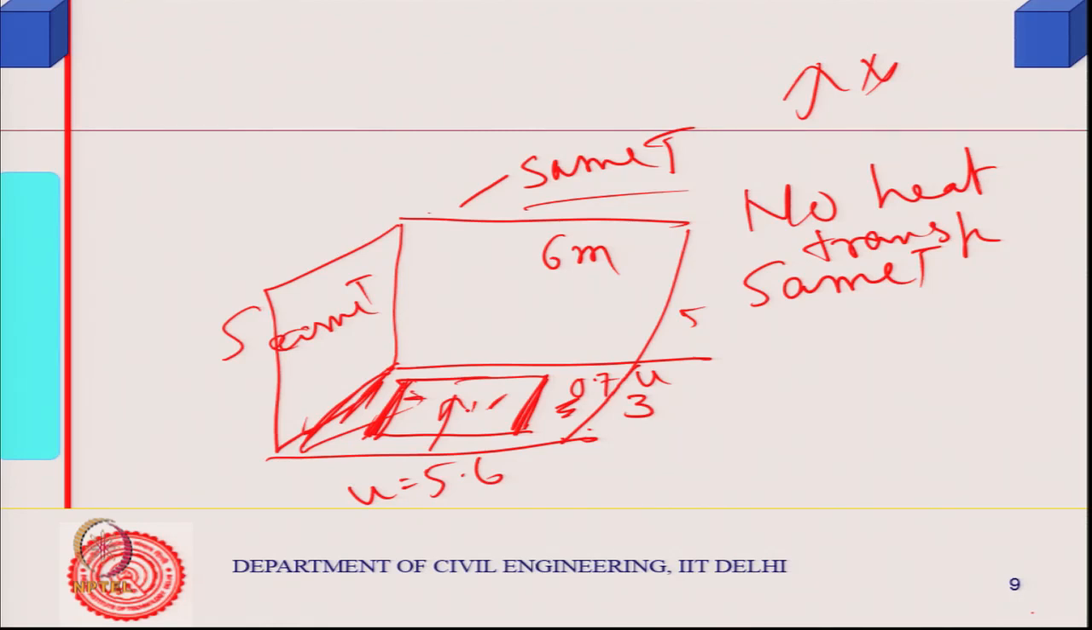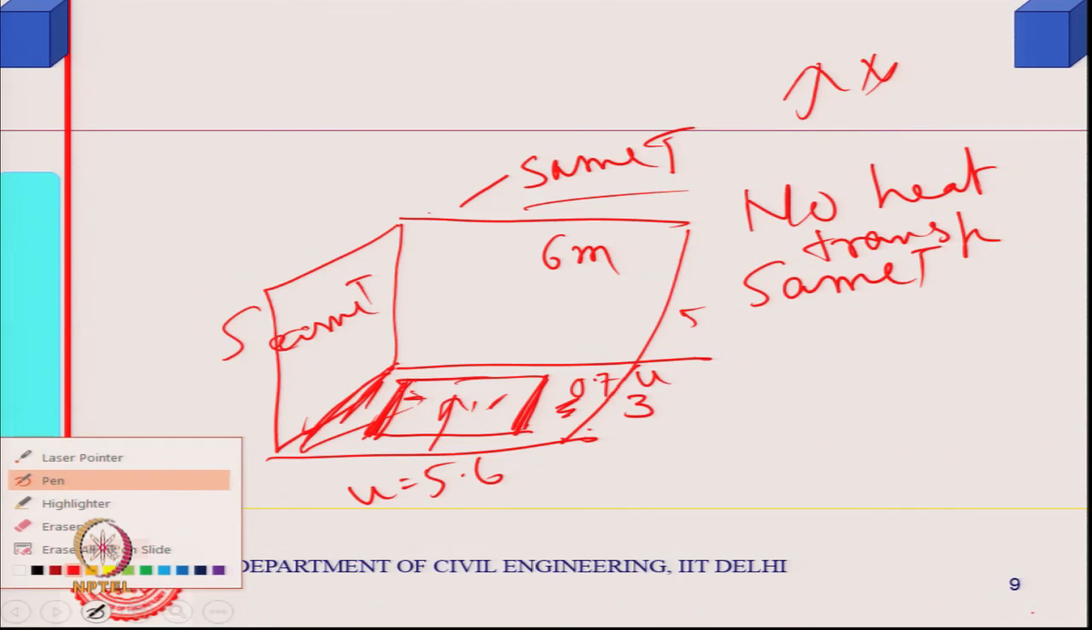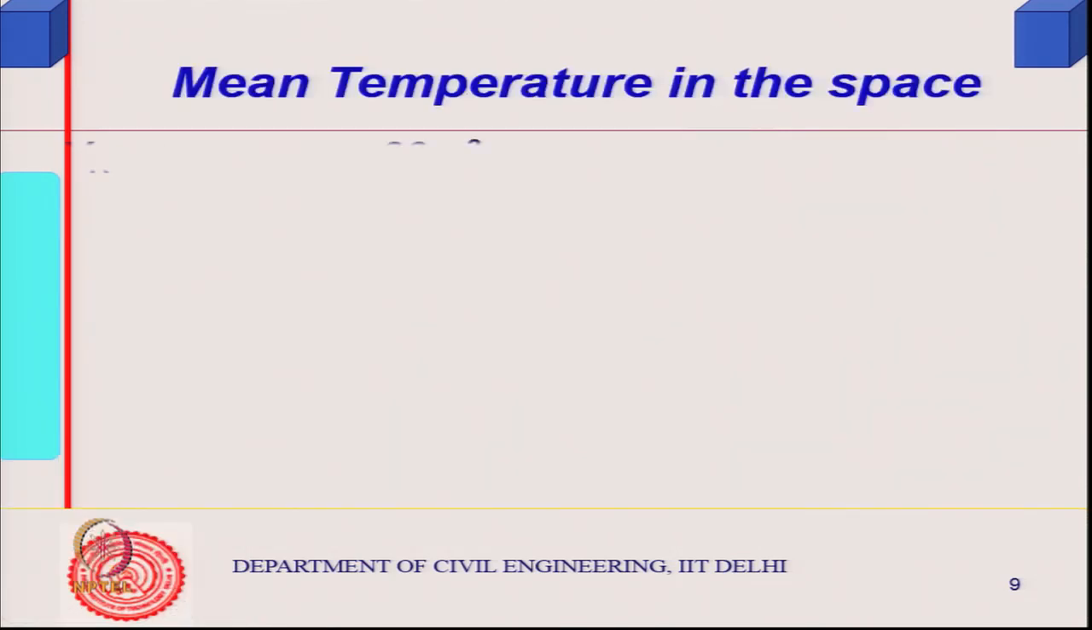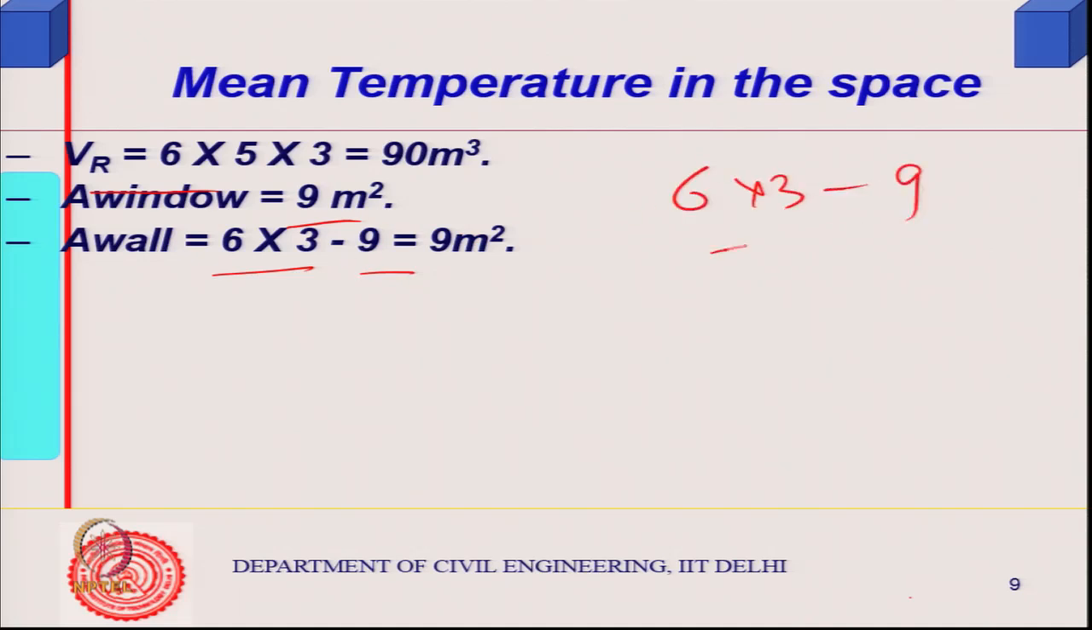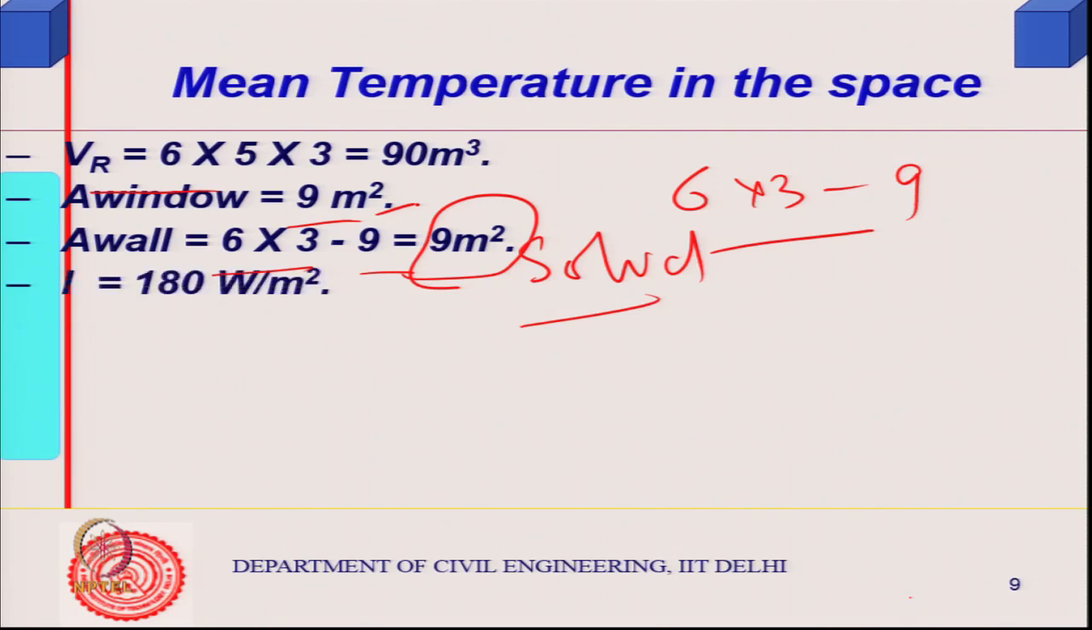We have to calculate first the conduction heat transfer. So, the volume of the room is 6 by 5 by 3, 90 meter cube. Air exchange is given as 2. Window area is 9 meter square, 4.5 by 2. The area of the exposed wall is then 6 into 3 minus 9, so 9 meter square solid, 9 meter square glass. And I bar is given as 180 watt per meter square.